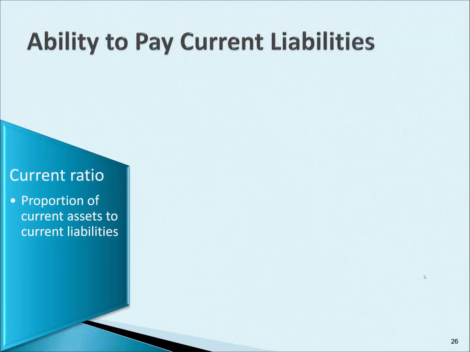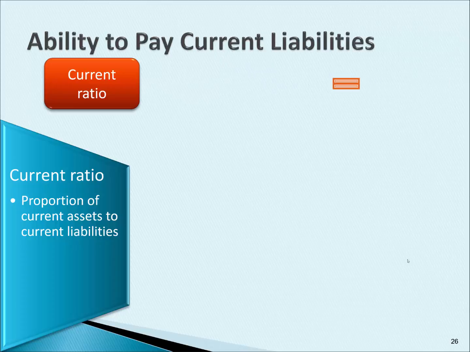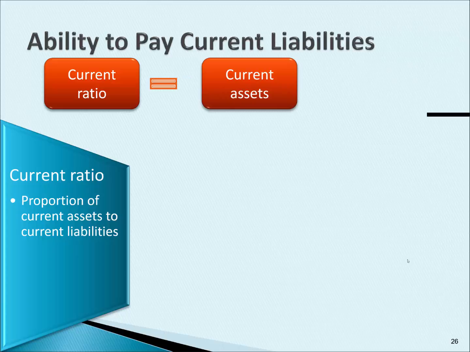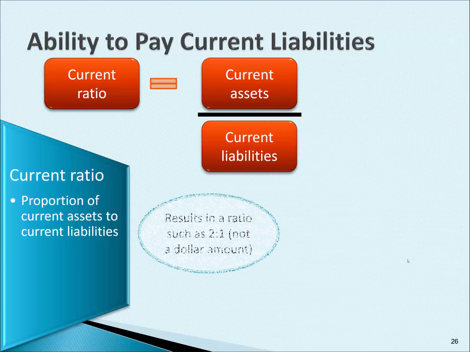Next, we're going to look at the current ratio. Now, in previous chapters, we've had many of these ratios, so some of this will be a review. So the current ratio is a proportion of current assets to current liabilities. So this one is not going to give us a dollar amount. It will give us a ratio. So the formula is current assets divided by current liabilities. And as I said, it's going to give you a ratio like 2 to 1. It's not going to give you a dollar amount.